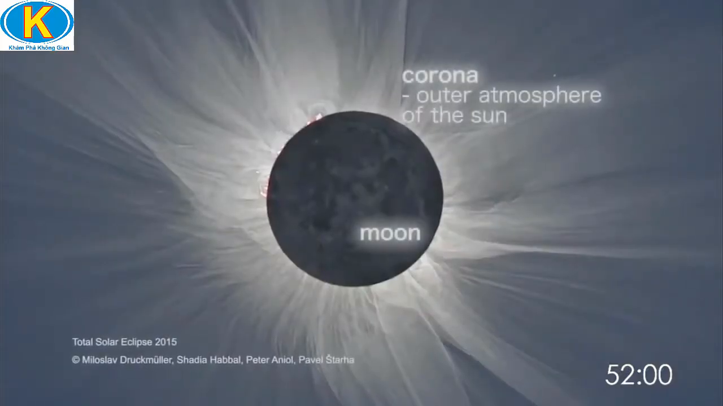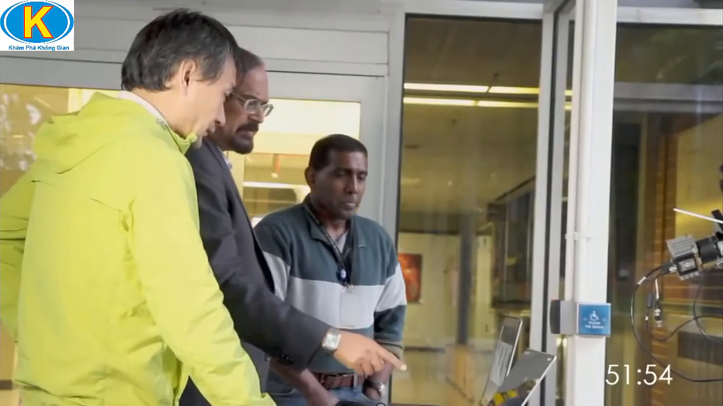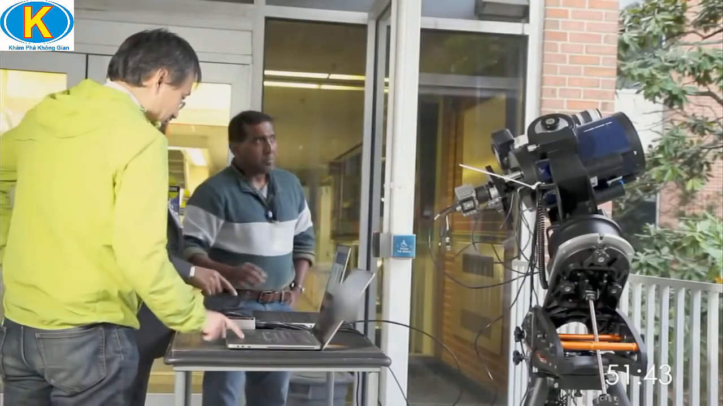The corona can be studied from ground-based telescopes only during eclipse. Whenever eclipse happens, we make use of it and try to test some of our ideas. Yes. We have only 2 minutes to do the experiment, and we have been preparing for maybe more than a year. Nothing can go wrong.